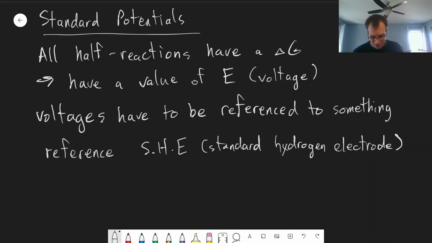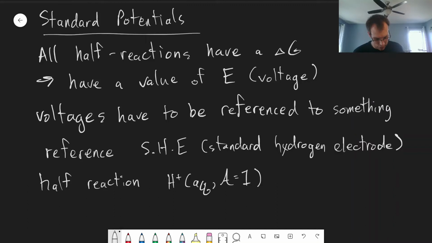But this is the half reaction. So this reaction is the reduction of H plus with an activity that is equal to 1. So approximately 1 molar, but not actually 1 molar. The activity is equal to 1. We could say it's a pH 0 solution. Reacting with an electron in equilibrium with, and so the product of the reaction is hydrogen gas. But for the standard electrode, this gas is at an activity of 1 as well.